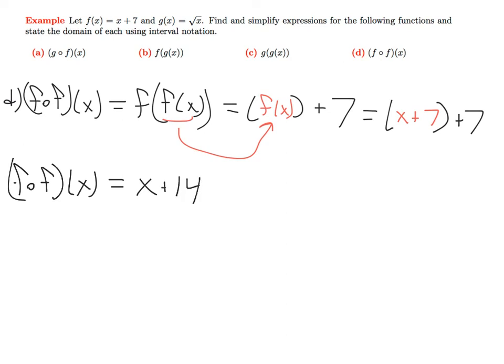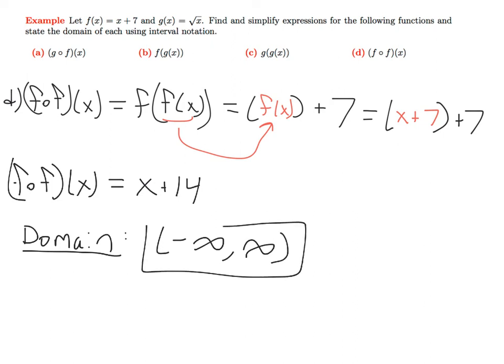Okay, that makes sense. If I take a number, add 7, and then add 7 to that, it's the same thing as taking a number and adding 14 to it. And for the domain of this function, we don't have any problems. For any number x, I could add 7 to it. That's going to give me a new number, and I can add 7 to that again. So there's no problem with the domain here. There's no values of x that will lead to an undefined operation. So in this case, the domain is all real numbers from minus infinity to infinity.